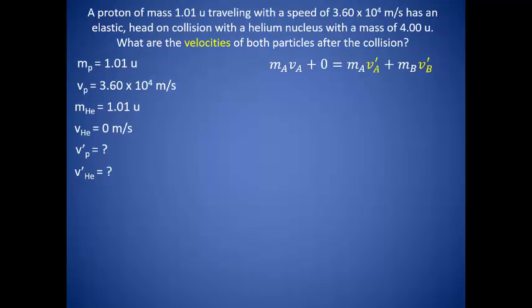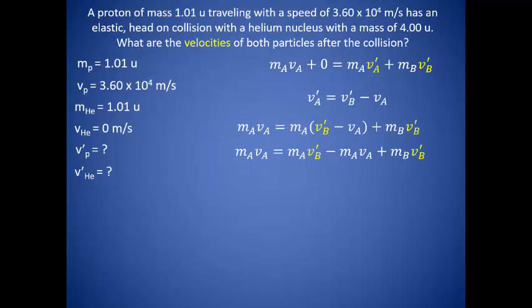We do still have two variables, but since it's an elastic collision, kinetic energy is also conserved. So we can use that simplified equation to find some things. Again, the initial velocity of the helium is 0, so let's just get rid of that right away. Then we can rearrange for VA prime. We could do VB prime, it doesn't really matter. Our goal is to plug this into our momentum equation. When we do that, we get a nice expression that can be multiplied out.